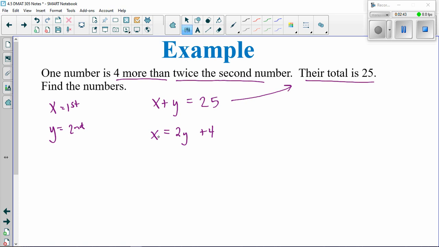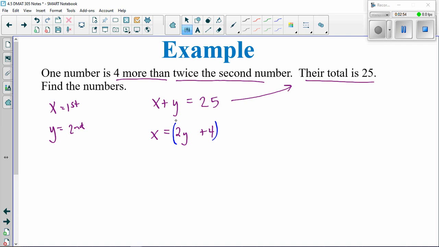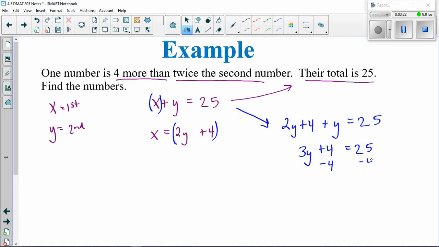Well, since one of the numbers is equal to something, substitution method would be easiest on this one. So what I'm going to do is I'm going to take this piece right here and I'm going to replace x with what x is actually equal to. So I'm going to rewrite this equation. So x is 2y plus 4. Then I'm going to do plus y equals 25. So now I've got y plus 2y plus y, which is 3y plus 4 equals 25. I'm going to subtract 4 from both sides.